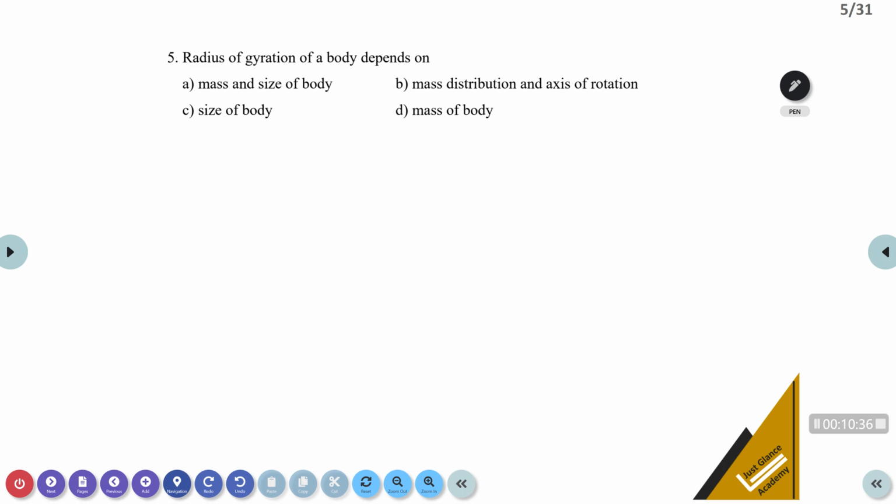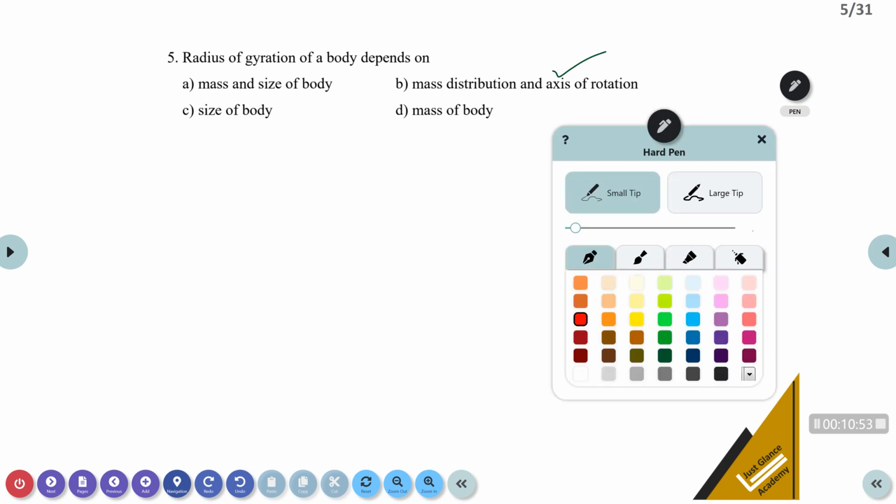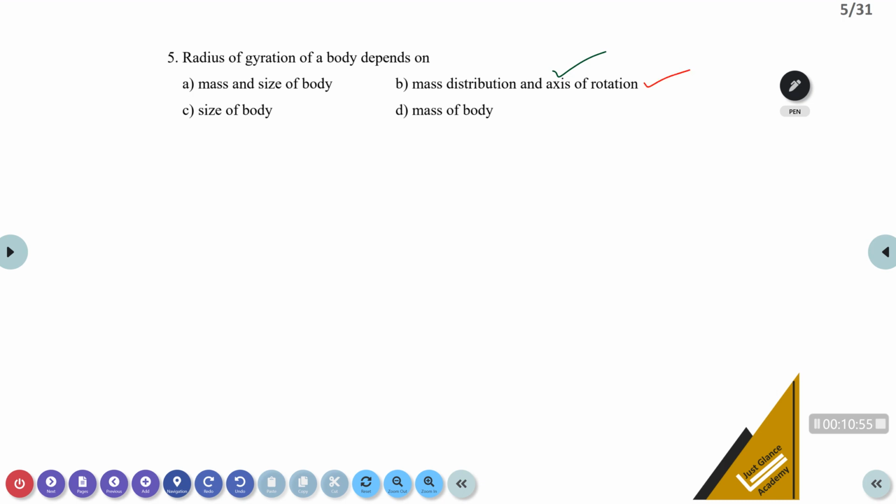Next. Radius of gyration of a body depends on mass and size of the body, mass distribution and axis of rotation. This is the right choice.